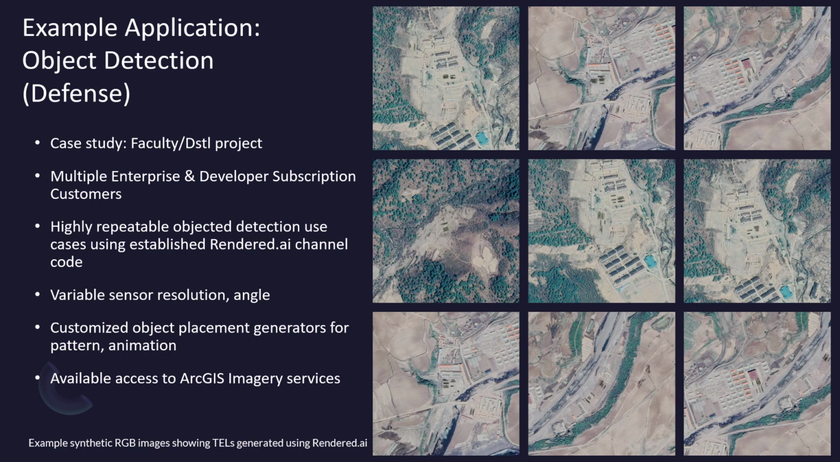In fact, Dstl, with the help of Faculty AI, has actually already explored use of Rendered AI on a project involving testing to see whether a particular type of satellite imagery would work for a specific detection scenario. We have multiple enterprise and developer subscription customers using Rendered for this type of data. It's highly repeatable. We can do things like help the customer vary sensor resolution and angle. You can use Rendered to customize object placement, and we've even seen some interest in using services such as ArcGIS imagery services.